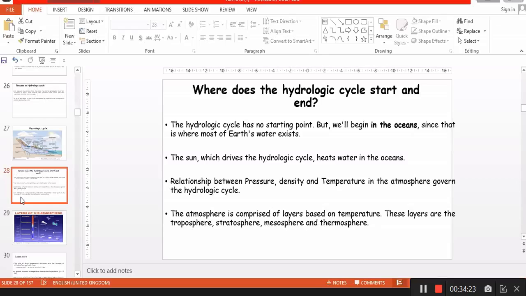Since we have very large oceans, it is important for us to concentrate on the amount of heat falling on the oceans. This is responsible for making the water evaporate into the atmosphere. You got the point? The relationship between pressure, density, and temperature in the atmosphere governs the hydrologic cycle. It's very important. We have to consider pressure, density, and temperature.